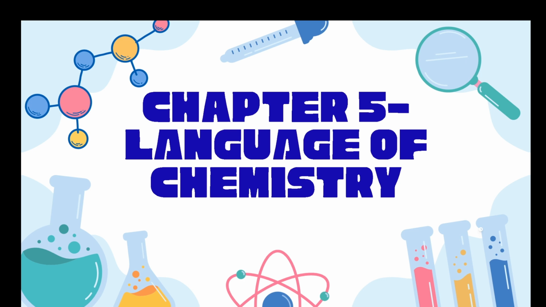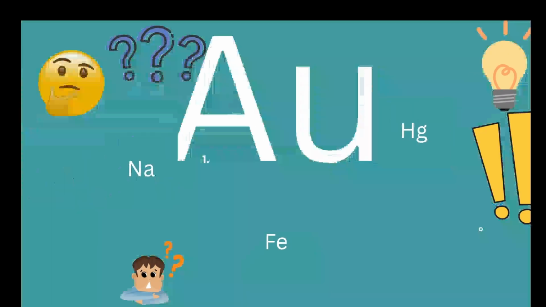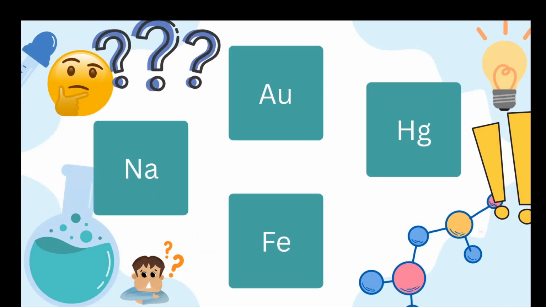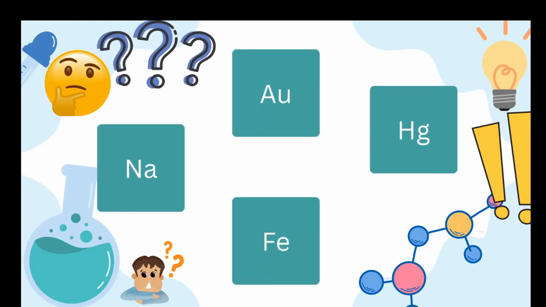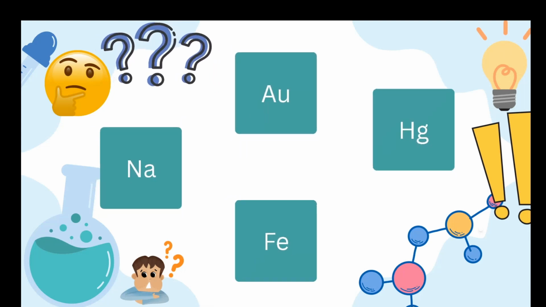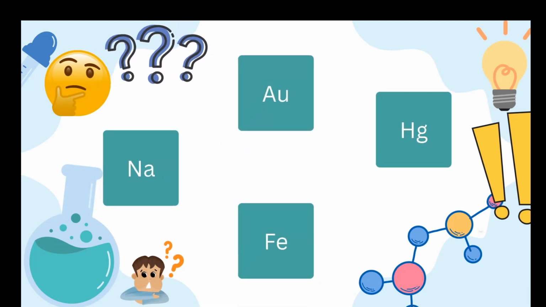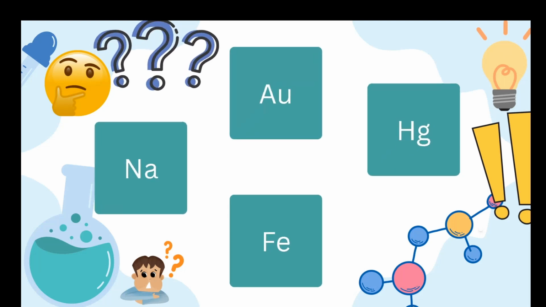Today we'll be starting the chapter Language of Chemistry. If gold starts with G, then why is its symbol Au? Why is sodium called Na? And who invented these strange symbols? Today we are decoding the secret language of chemistry.